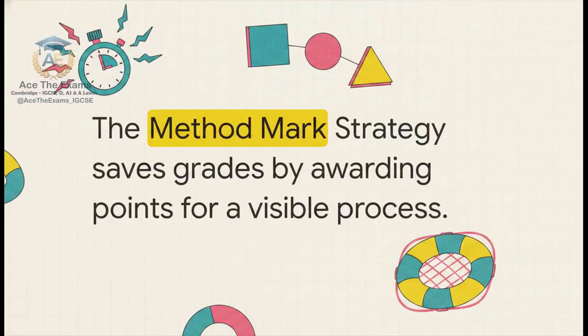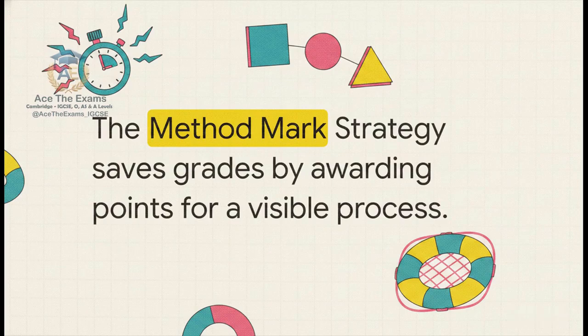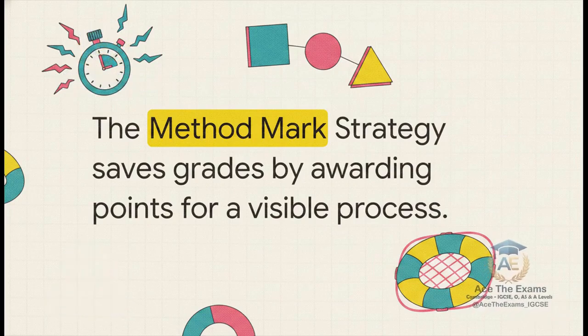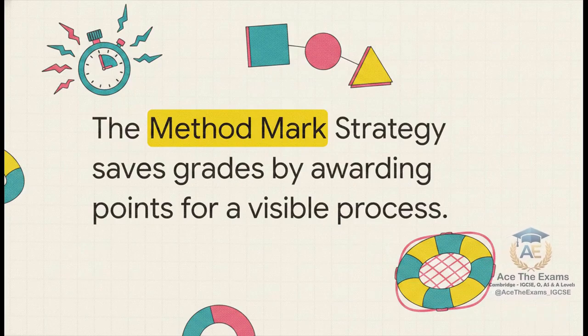Now, because these calculations can get incredibly complex, especially when you're trying to figure out if a collision is perfectly elastic, where kinetic energy is conserved, or inelastic, where it isn't, there is a massive saving grace. I like to call it the method mark strategy. Cambridge examiners actually award marks for your process. That means your final calculated answer could be totally wrong due to some tiny arithmetic slip-up, but if your physical methodology is logical and, most importantly, visible on the page, you are going to secure the majority of those marks. It is an absolute game changer.